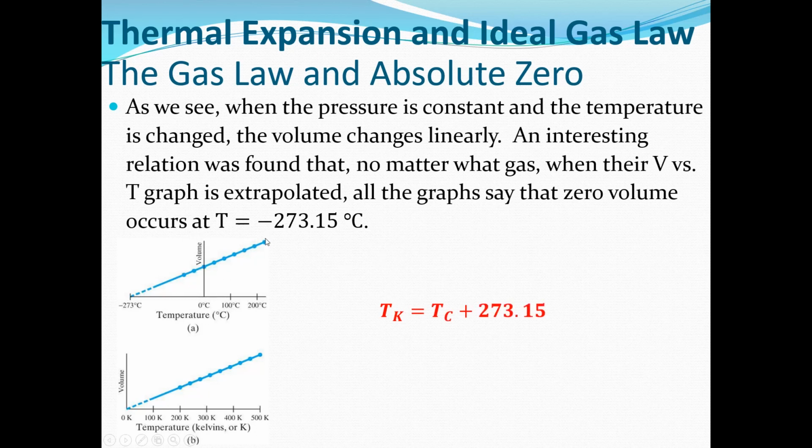So again, they had a graph that looks like this. They backtracked it all the way down here, and wherever it crossed, that's what they called absolute zero. The Kelvin scale basically just takes this zero line and shifts it over there. So the way you convert between Kelvin and Celsius is using this equation: your temperature in Celsius plus 273.15 gives us our temperature in Kelvin.